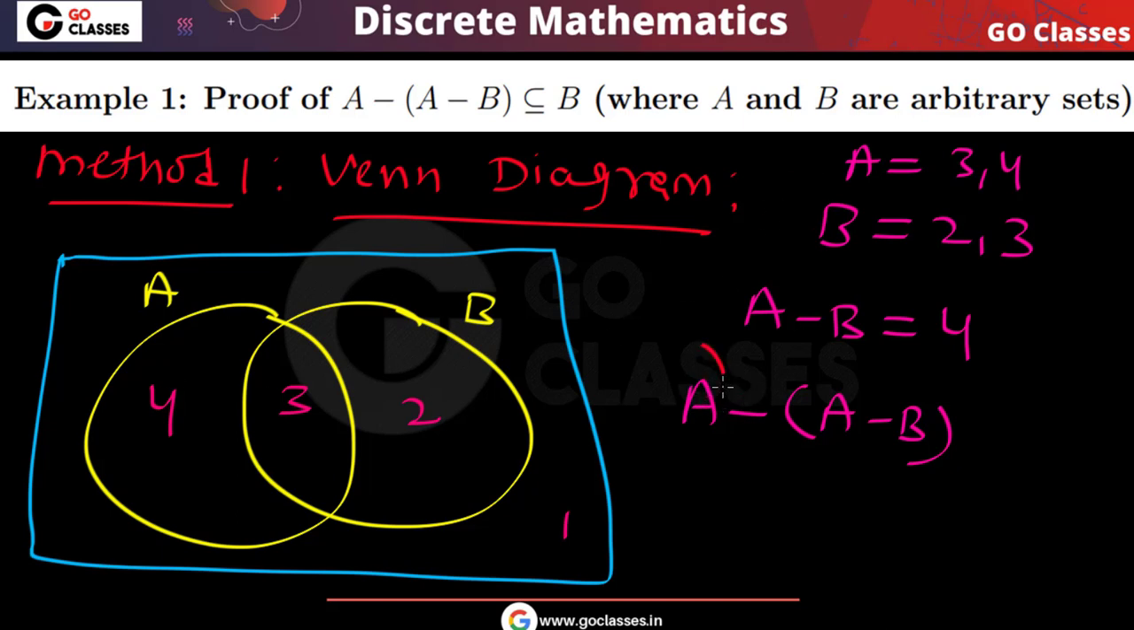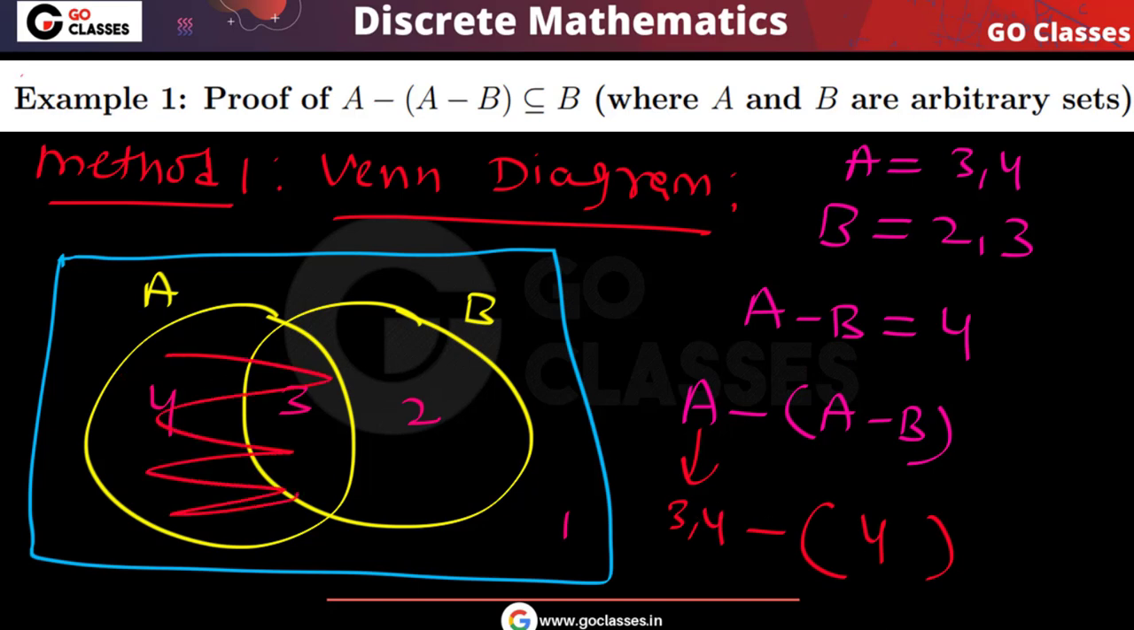Now what is the area of A minus B? Remember the area of A is 3 comma 4, minus the area of B. So from this 3 comma 4 area, if you remove the 4 area, then what you will get? Then you will get area 3. So this is the area 3. I can say this is the area of A minus B.